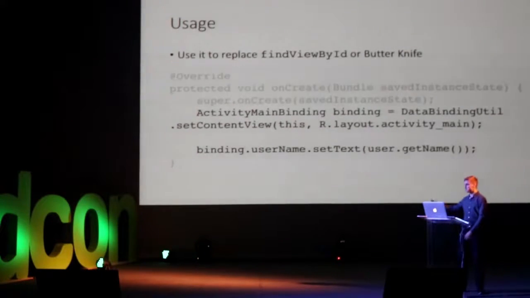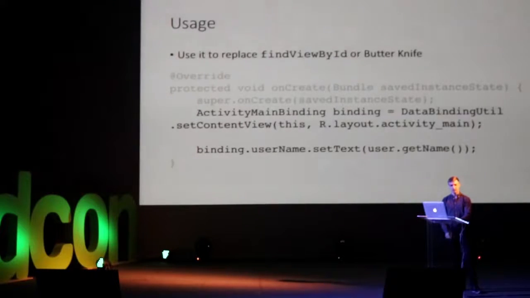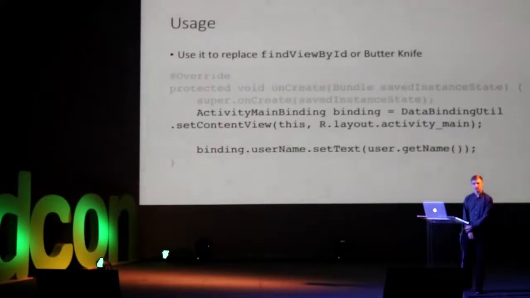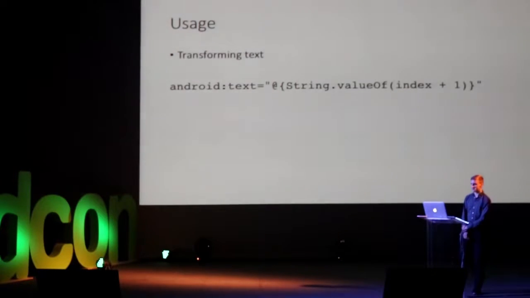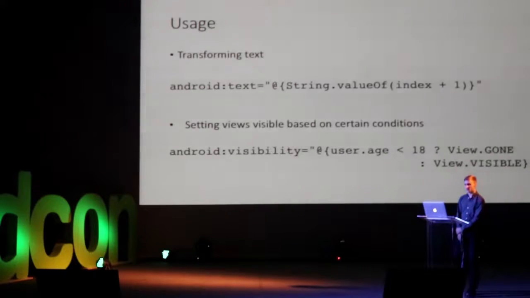In this case, you just have a public static reference to username on the binding file. Username is a TextView, and you can just set the text, so it's a convenient way to get started. Then I took some examples from the documentation that I think are interesting to look at. This one sets the text to an integer, so there are two integers added to each other, so you can do some math, and then you can use an actual Java class, String.valueOf. There's also an example in there setting a view visible depending on whether the user is an adult or not.